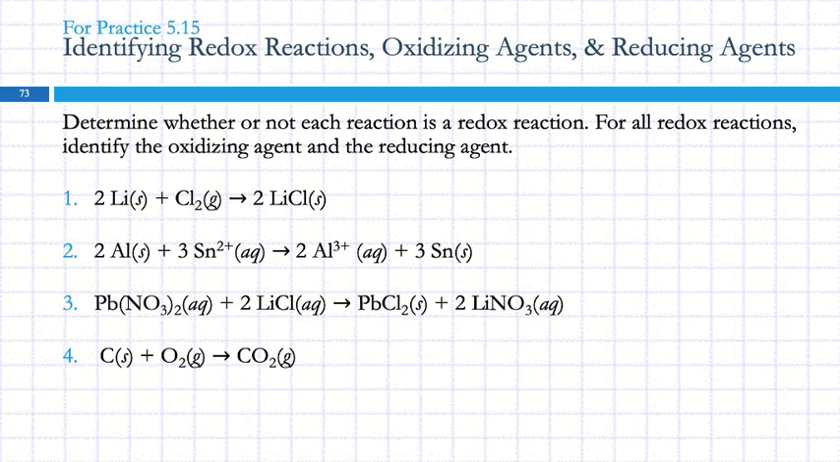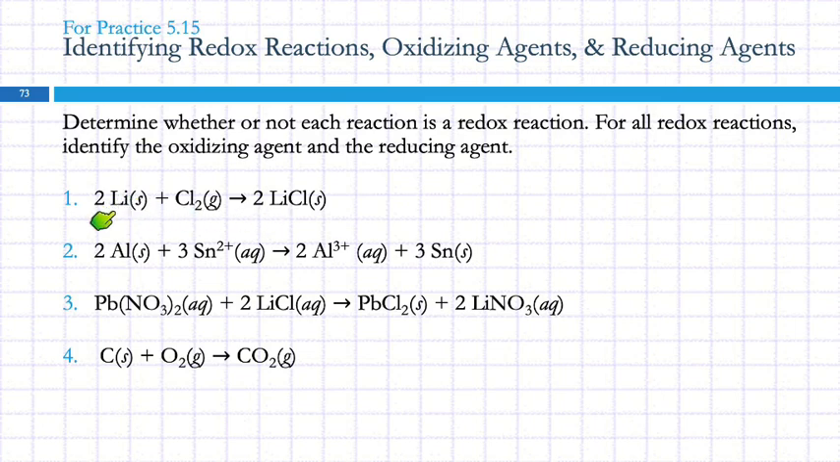We do not necessarily have to go and assign oxidation states to everything to figure out if this is oxidation or reduction. Let's first see if there are any atoms that are becoming ions or any ions that are changing their charges. So here I have lithium and chlorine, and they are forming lithium chloride.